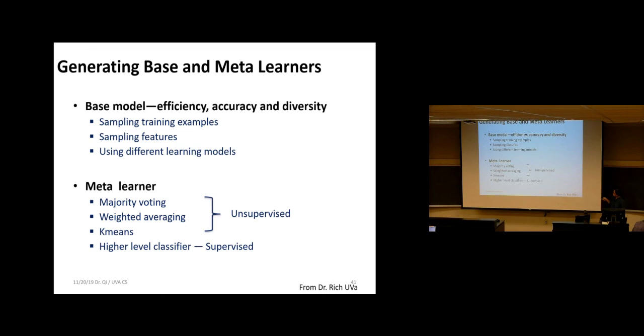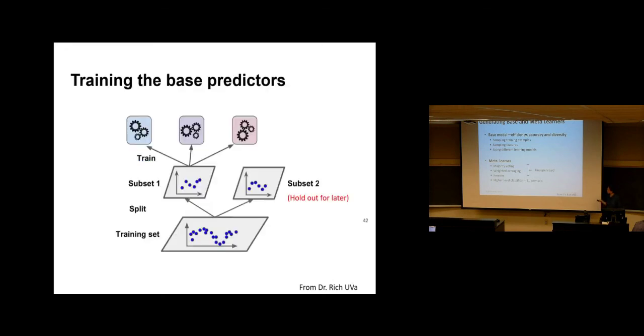And then how do you put them together? So what I said is a supervised way, right? But you can also use an unsupervised way, like we said, majority voting or weighted mean. There's even a k-means based one, which we're going to cover later. So next is about unsupervised methods.